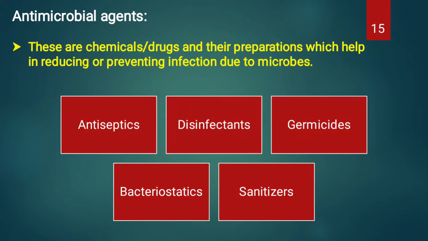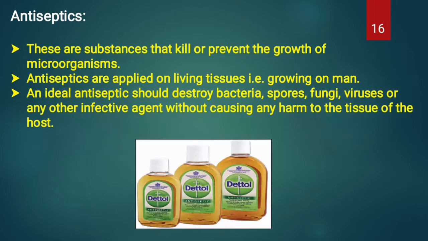Coming on to the next topic, that is antimicrobial agents. Antimicrobial agents are the chemicals or drugs and their preparations which act by reducing, preventing, or killing the microbes or microorganisms. Antimicrobial agents can exist in a variety of forms such as antiseptics, disinfectants, germicides, bacteriostatics, and sanitizers.